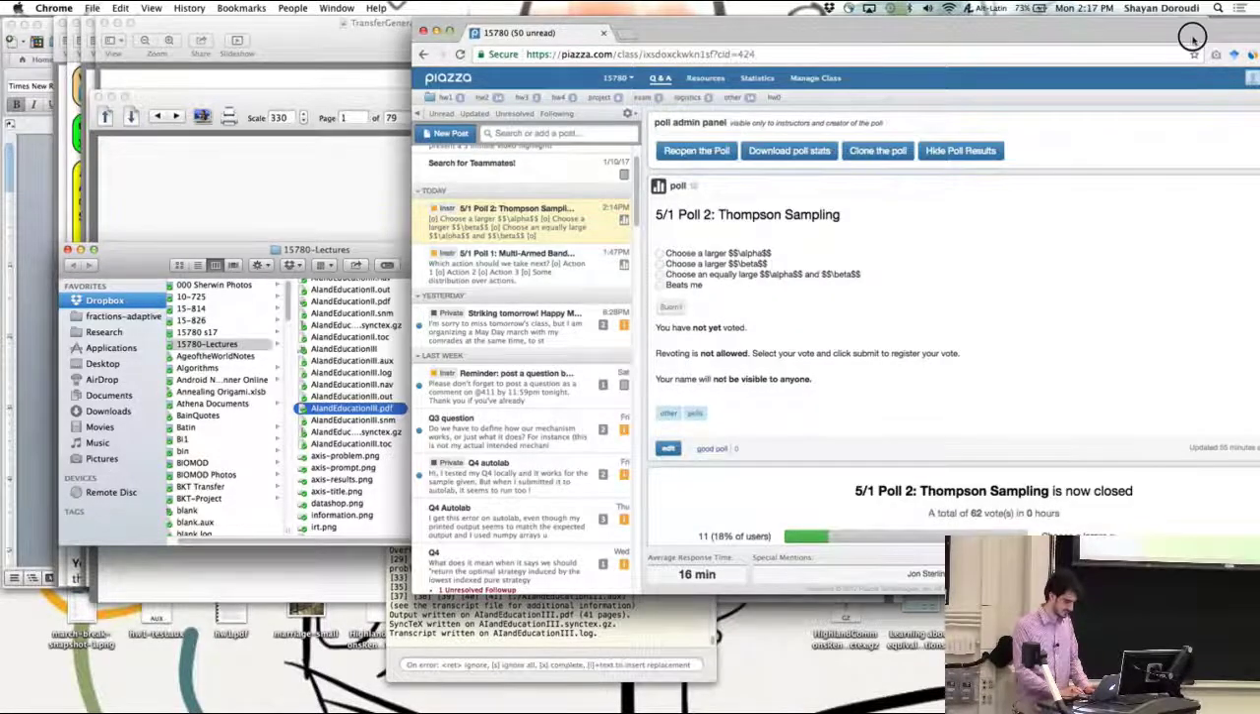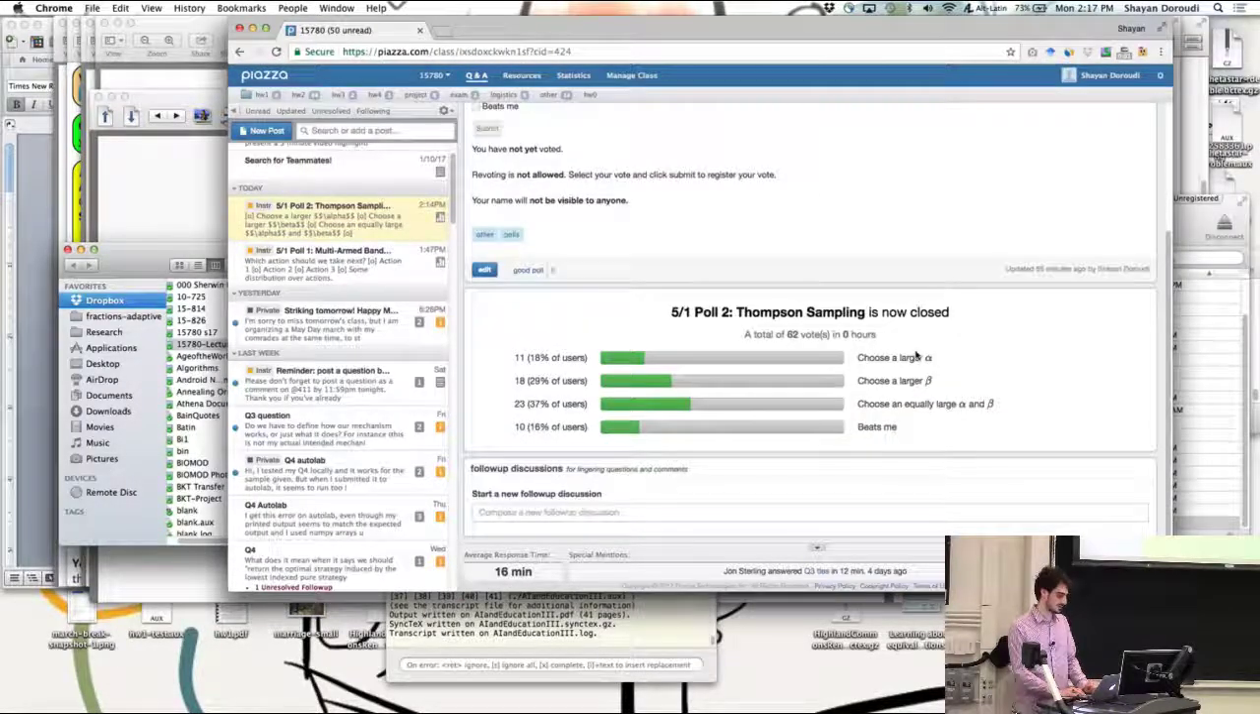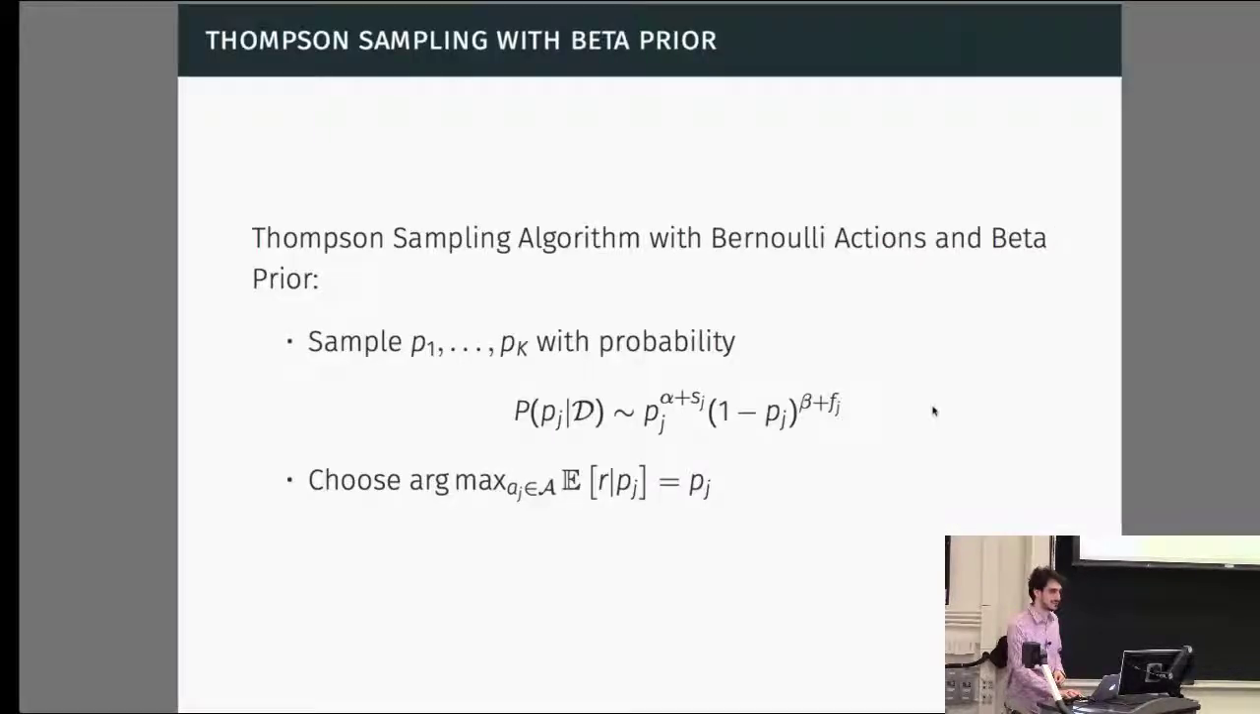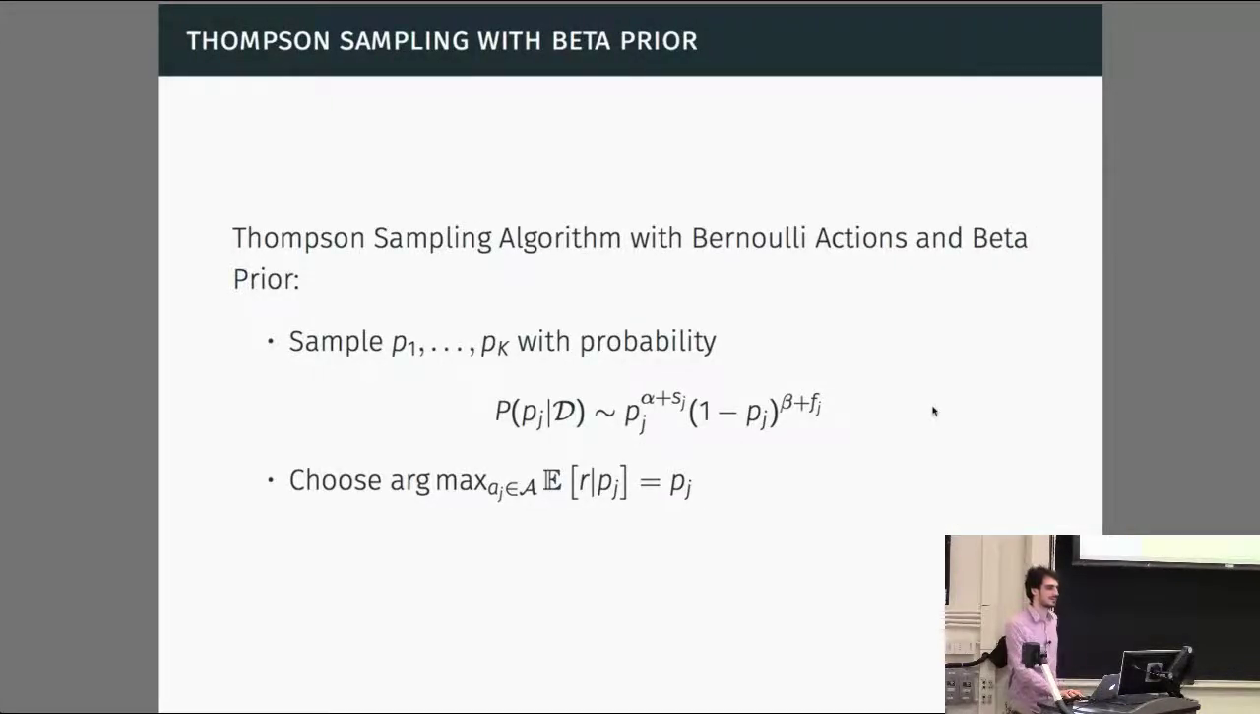Okay, everyone done? Let's see. I guess the plurality chose an equally large alpha and beta. The next best was a larger beta, and then a large alpha. So does anyone want to advocate for their answer?